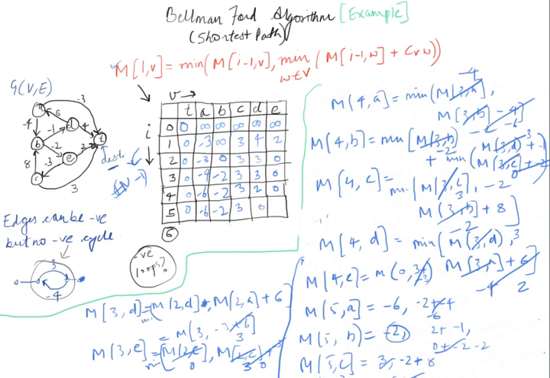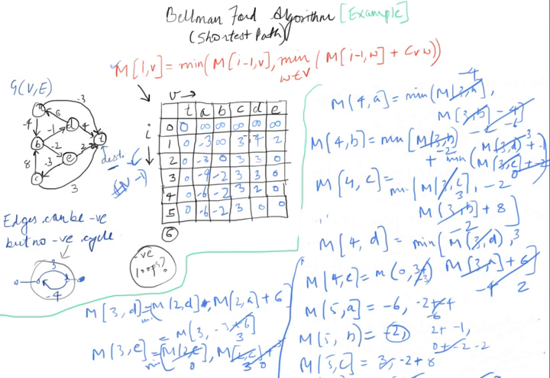And finally M5 comma E is equal to M4 comma E, which is 0, or E is connected to C, so M4 comma C is 3 plus the distance EC, which is minus 3. This is 0, so hence this remains at 0.